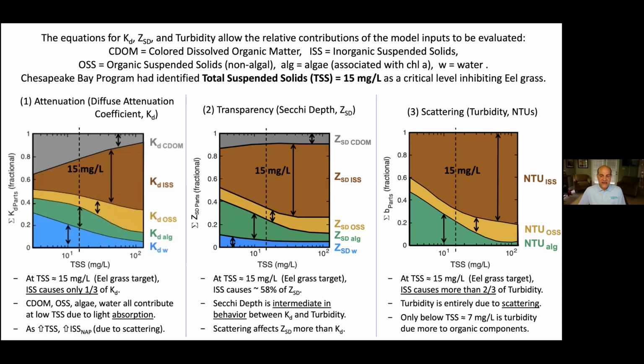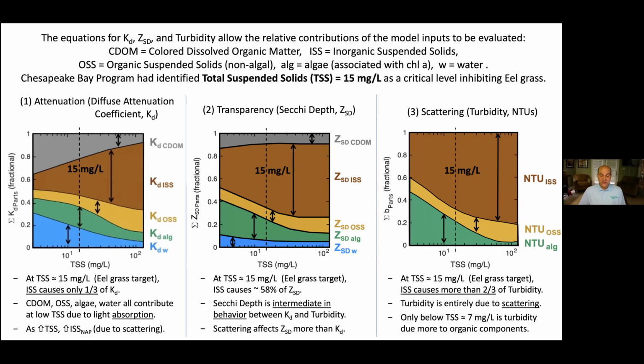Even though KD, Secchi depth, and turbidity are all commonly used measures of water clarity, they respond differently to the roles of CDOM, inorganic solids, organic solids, algae, and water itself. For example, when total suspended solids are at 15 milligrams per liter in the York River Estuary, which is about when eelgrass can no longer survive, plot number 1 indicates that only about 1/3 of KD is due to inorganic solids. Instead, KD is more sensitive to the combined impacts of CDOM, organic solids, algae, and the water itself because of their combined contributions to light absorption.